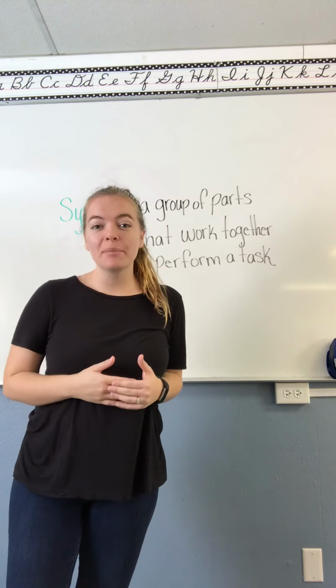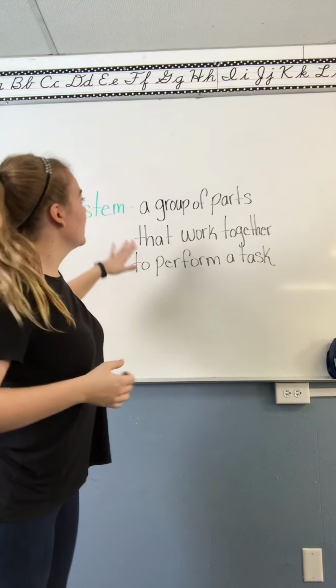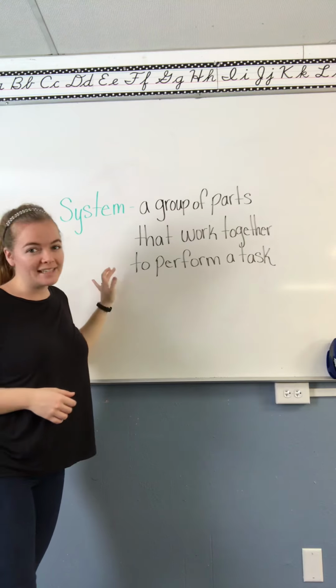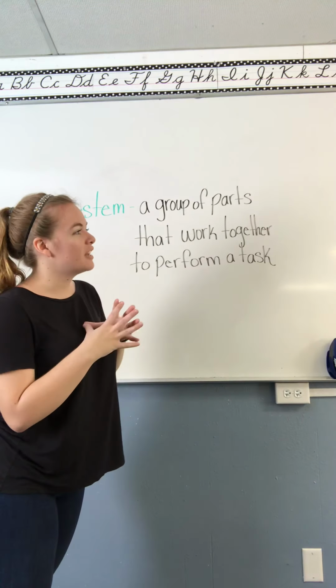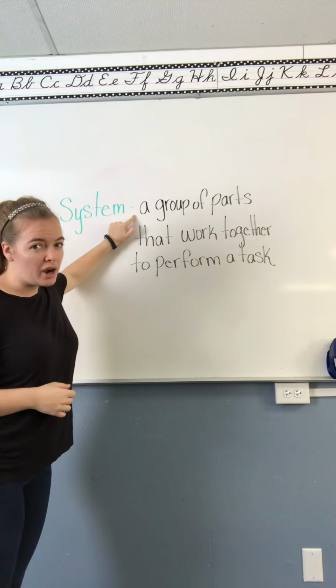So today we're going to talk about something called a system. A system is a group of parts that work together to perform a task. So let's break this definition down a little bit. Let's start with this part, a group of parts.